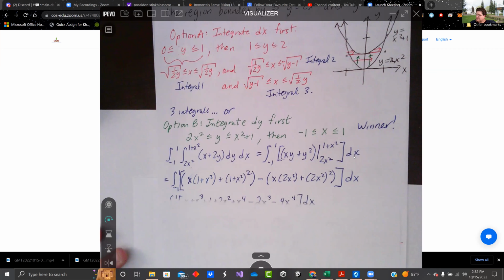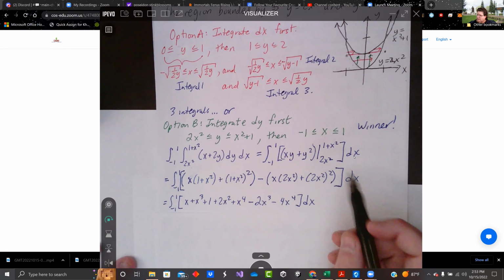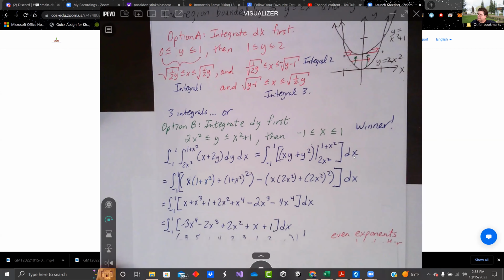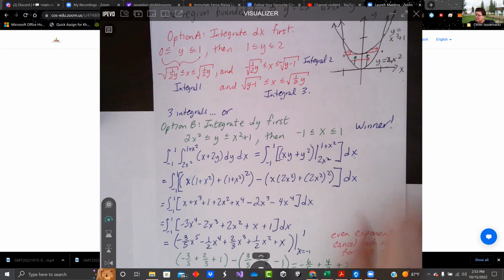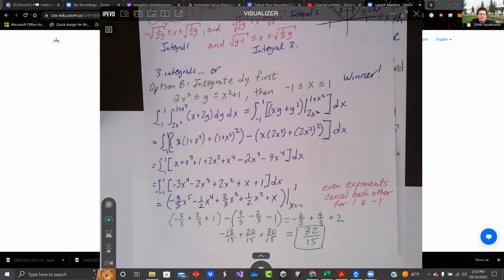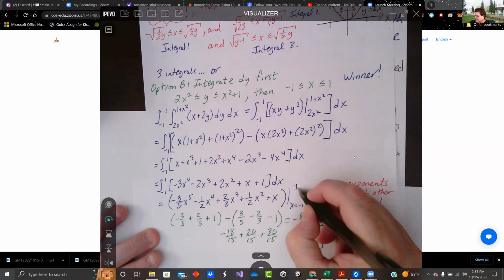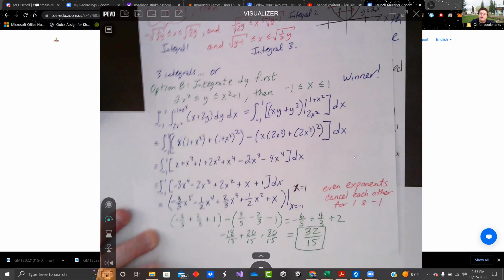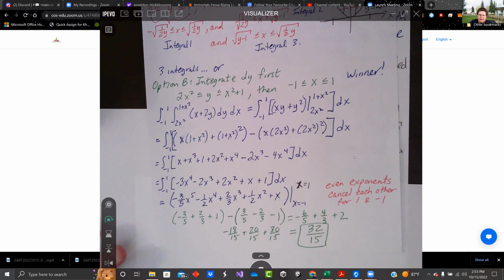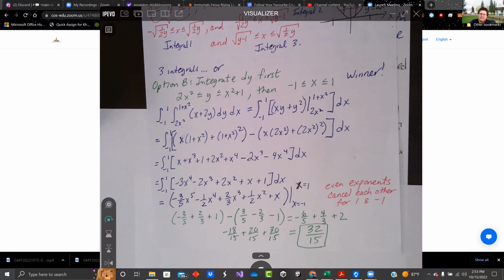I wrote out a couple steps because there's a lot of stuff to clean up here. I plugged everything in, then I multiplied everything out, and then I collected like terms. Then I finally integrated. So we've got negative 3/5 x to the 5th minus 1/2 x to the 4th plus 2/3 x cubed plus 1/2 x squared plus x, and we're evaluating from x equals negative 1 up to x equals positive 1. We plug all that in and check through the math. We get 32 over 15.